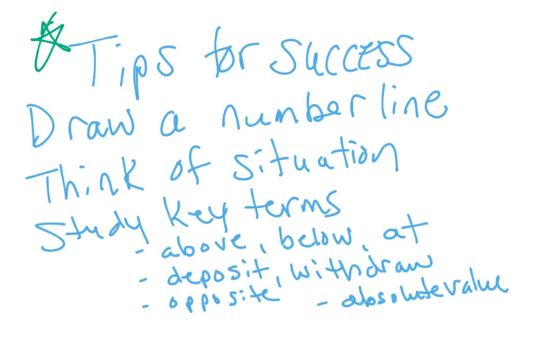Think of the situation that you're working with, and then study the key terms like above, below, at. Those words really apply to above sea level, below sea level, at sea level. Temperatures, above freezing, below freezing. Freezing would be 0 then. Think about things like ground floor would be 0. Up would be positive. Below or basement would be negative. Okay, so you've got to think about those key terms in those situations. Deposit would be positive in terms of money. Withdraw would be negative in terms of money.